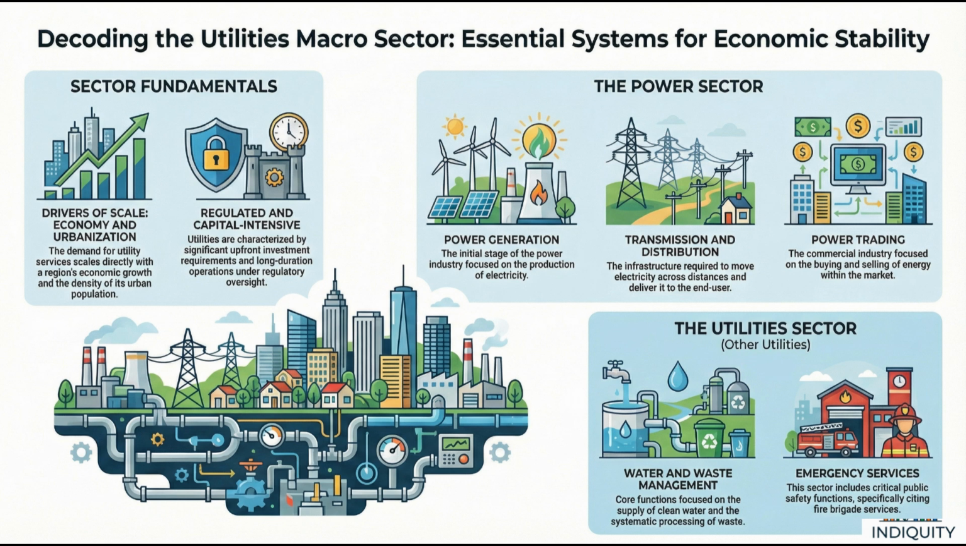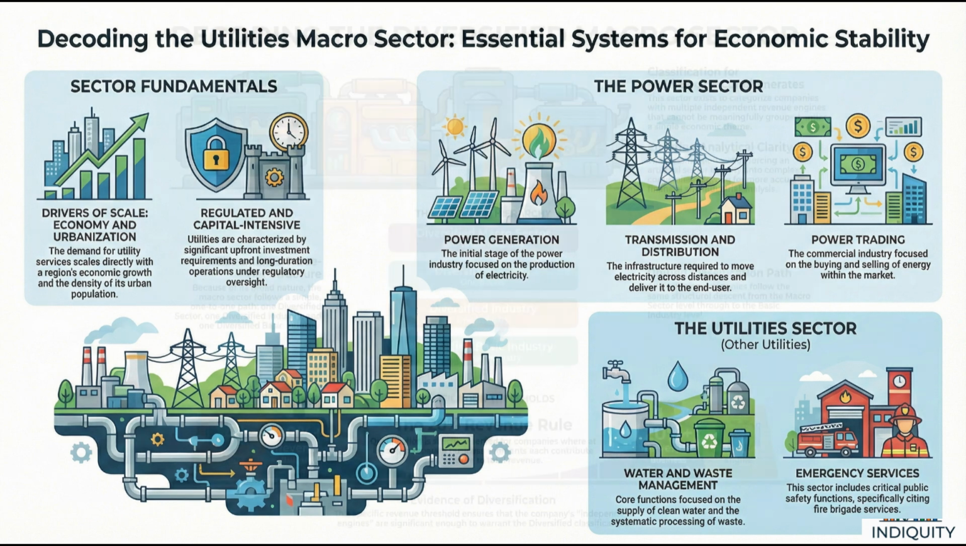The power sector contains the power industry, which is broken down into basic industries for power generation, transmission, distribution, and trading. The utilities sector focuses on the other utilities industry, covering water supply, waste management, and emergency services like the fire brigade.